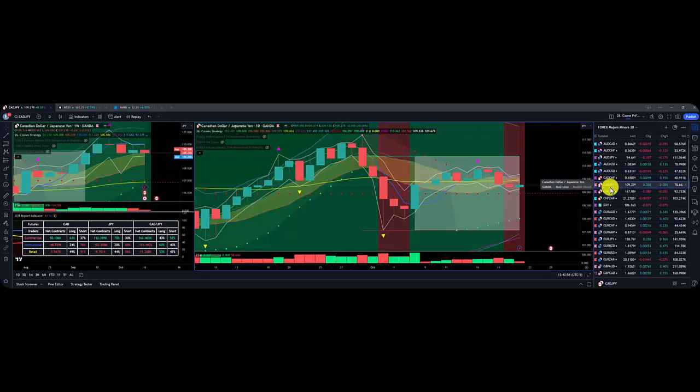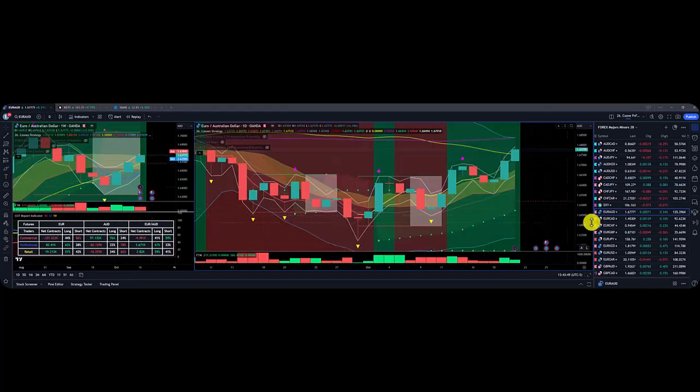Canadian dollar, Japanese yen, one overall trade on Wednesday. It is crowded out to the long side at 60 and 53%. Overall profit of $85. Next trade was Euro Aussie dollar. It was crowded out to the long side at 67 and 59. One overall trade for $217 profit.